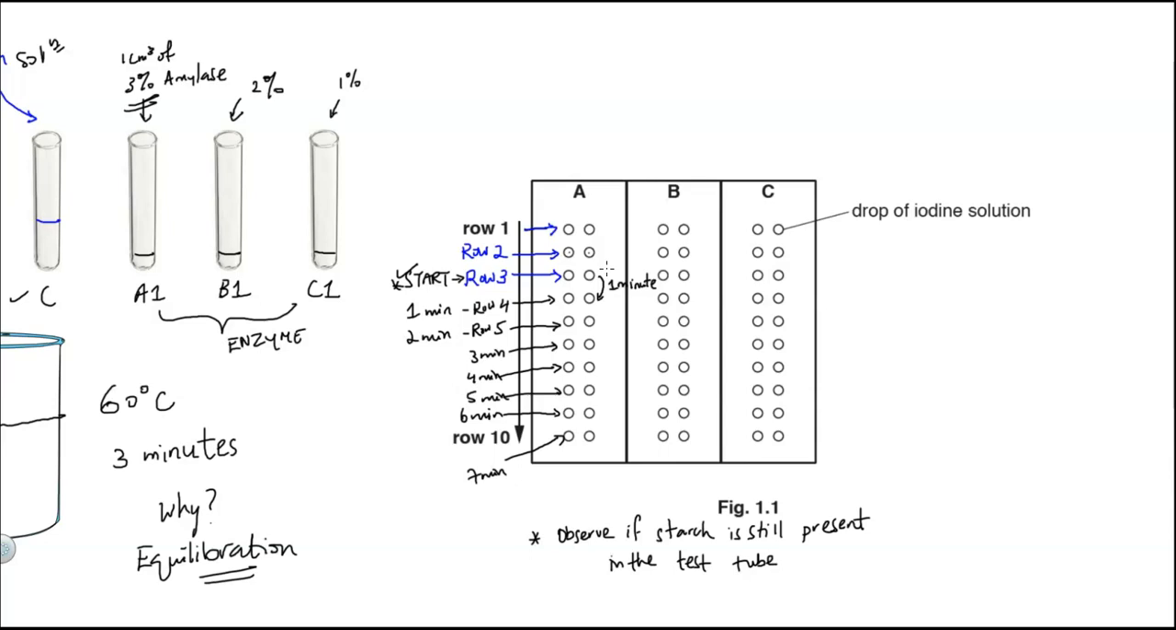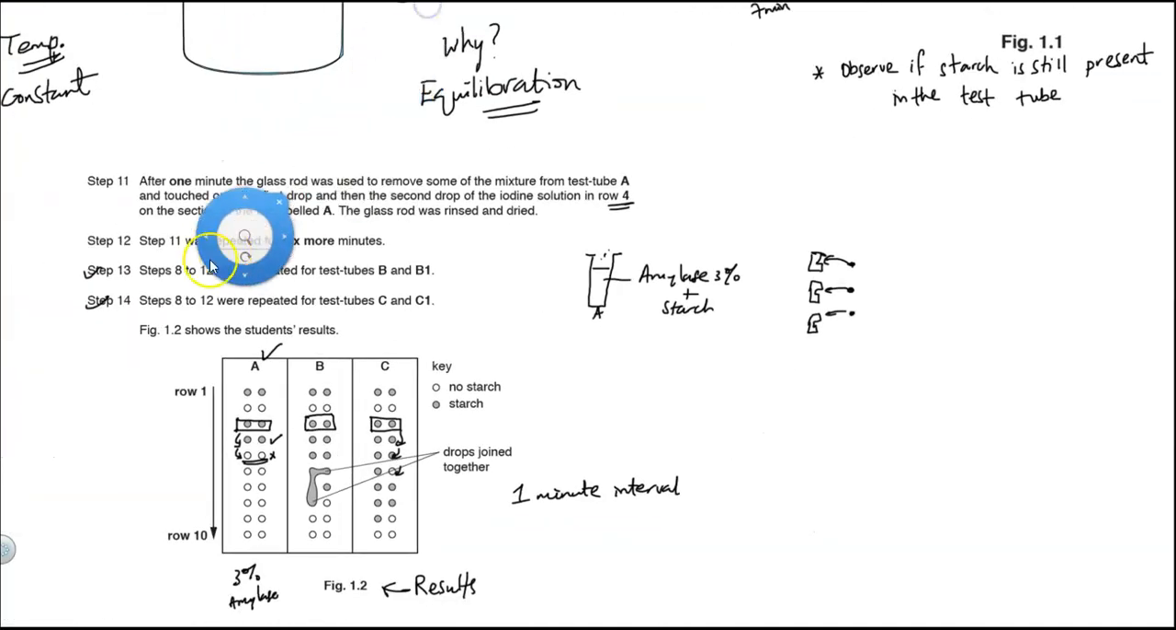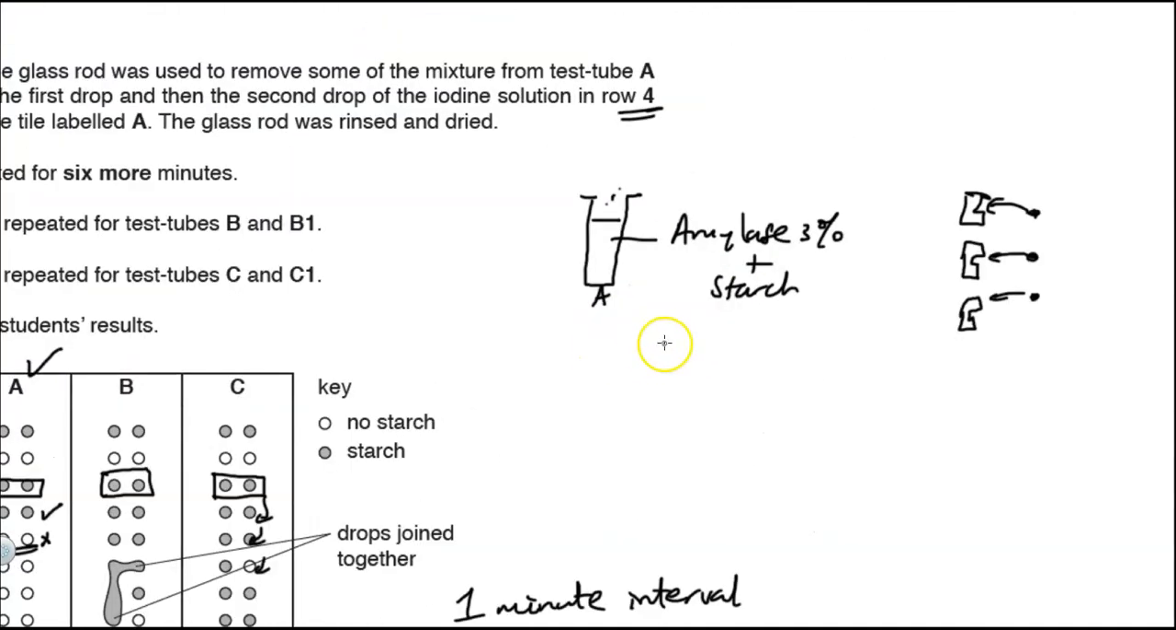And then what are we going to do subsequently? After 1 minute, we allow the reaction to run. Just remember, once you've mixed the enzyme and the substrate together, you can see here, test tube A, the enzyme keeps working.